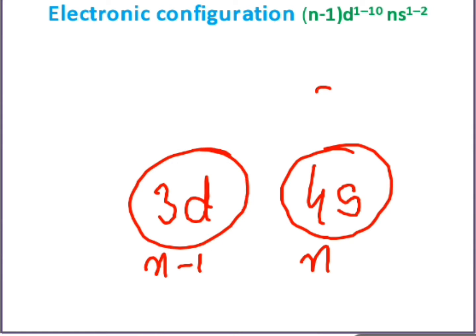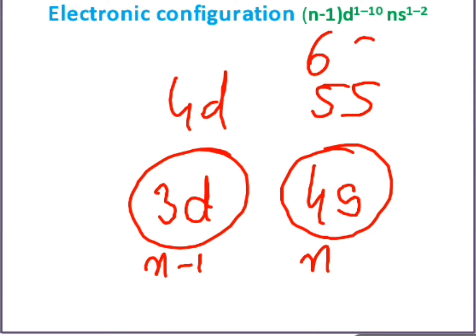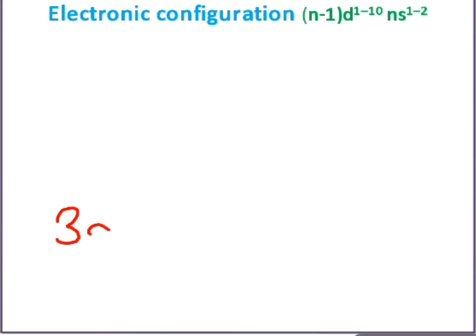Like that, if it is 5s, it will be 4d. If it is 6s, it will be 5d. So what is the configuration? The configuration will be: in 3d, 1 to 10 electrons are present, and in 4s, 1 to 2 electrons are present. Okay, so let's see in detail.